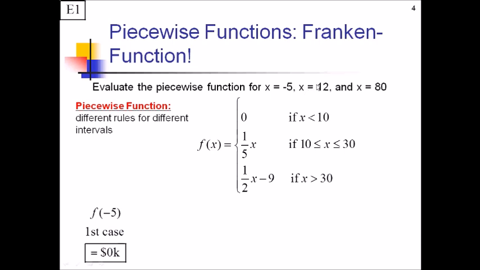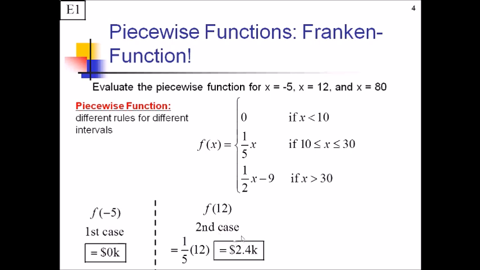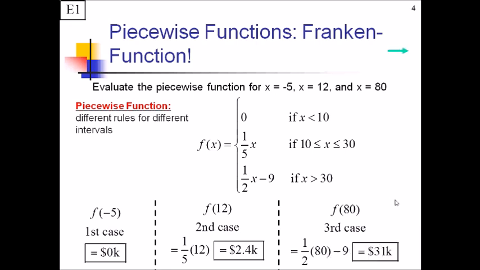Let's take a look at our second input now of 12. 12 falls in the second rule because it's between 10 and 30. So we have to apply the second case here. That's going to be 1/5 times the input of 12. And that's just going to be 12 divided by 5, or $2.4 thousand in taxes. Finally, we'll apply the 80,000 here. So if you made 80,000, you're bigger than 30, so you have to apply the last rule for your taxes. That's going to be 1/2 times 80 minus 9. Half of 80 is 40, minus 9 is $31,000 in taxes.